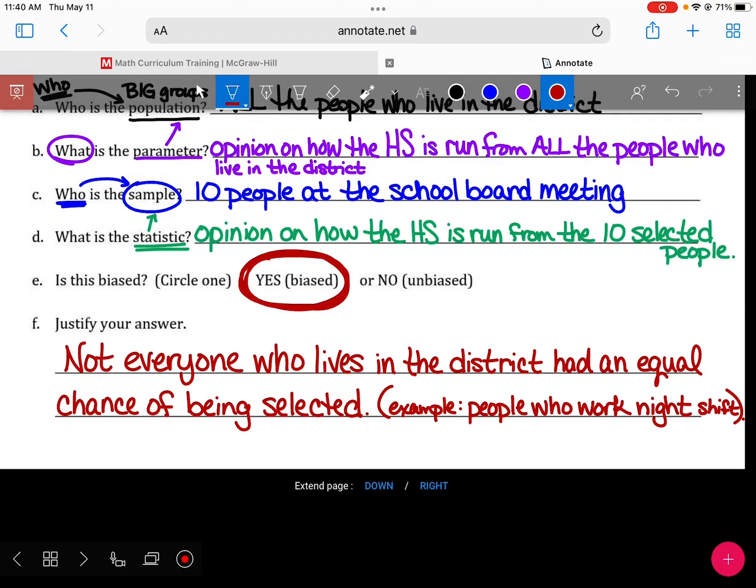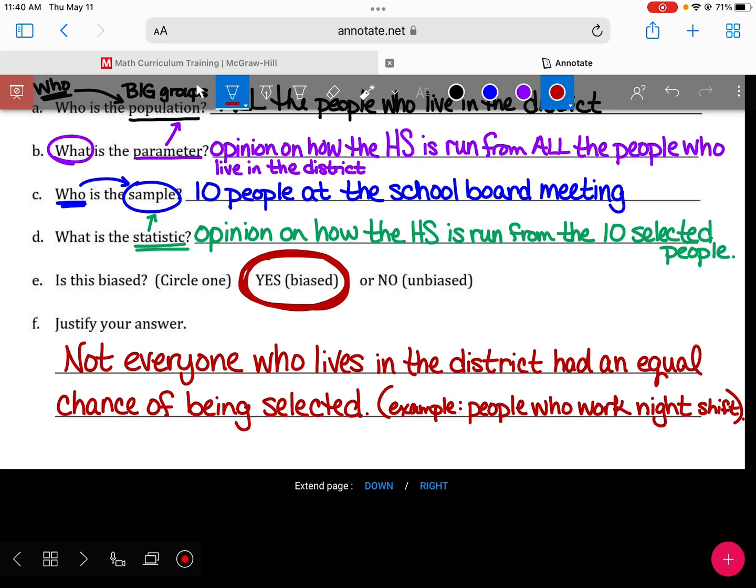But what you could do instead of remembering all of this wording right here is give an example of a group who wouldn't have had an opportunity to have their opinions represented. So where it says justify your answers, say, you know, people who work night shifts didn't have the chance to have their opinions heard.